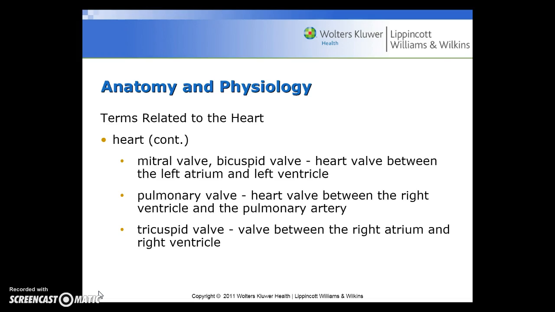Additionally, the mitral valve, the bicuspid valve, is the heart valve between the left atrium and the left ventricle. The pulmonary valve is the heart valve between the right ventricle and the pulmonary artery. And the tricuspid valve is the valve between the right atrium and the right ventricle.